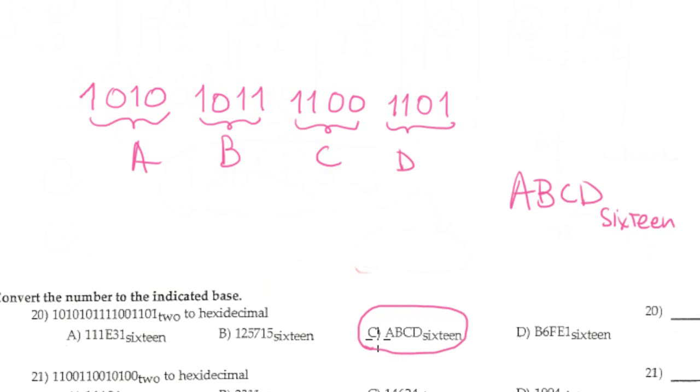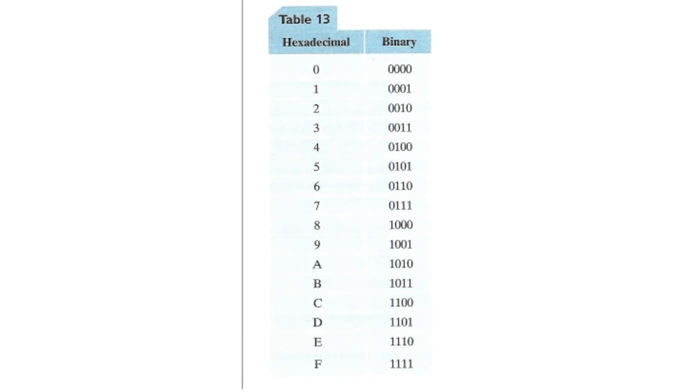Okay, let's see the table. In the previous example, we used this number corresponding with the A, we used this number corresponding with the B, and we used this number corresponding with the C, and this corresponds with the D symbol.